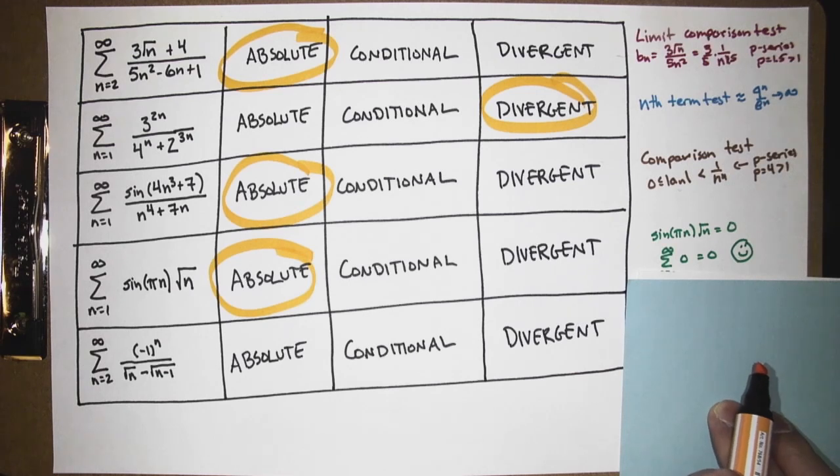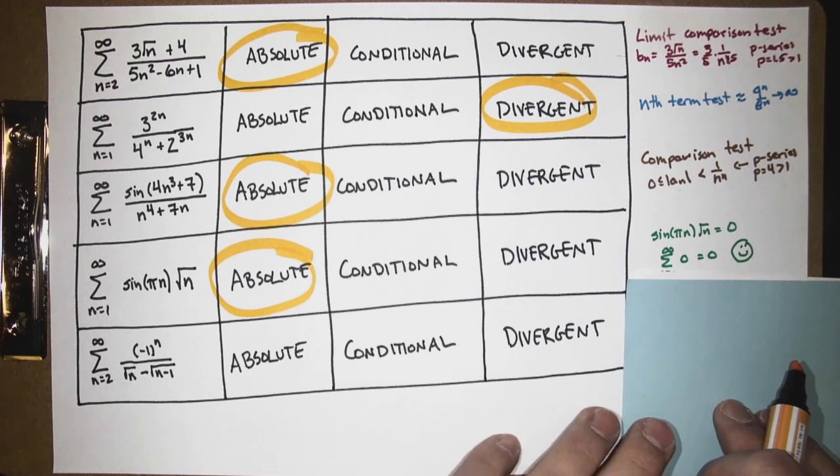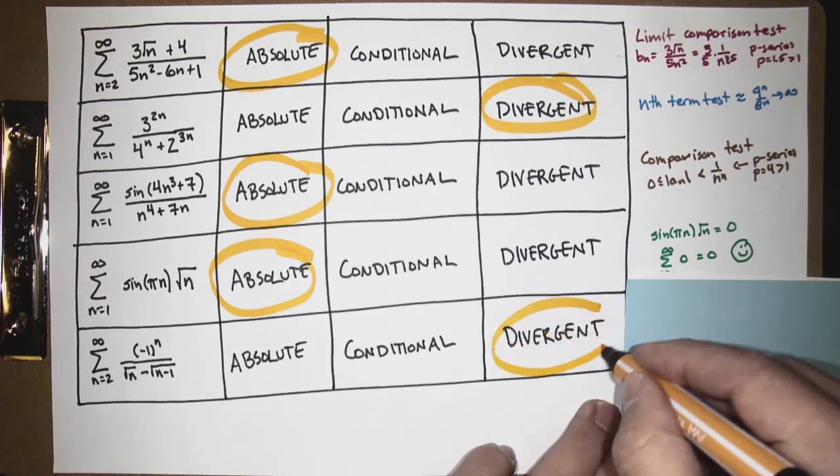All right, last one. Negative 1 to the n, alternating. Okay, so this one has a good chance to be conditional. Root n minus 1. Absolute, conditional, or divergent? That is conditional. Divergent.